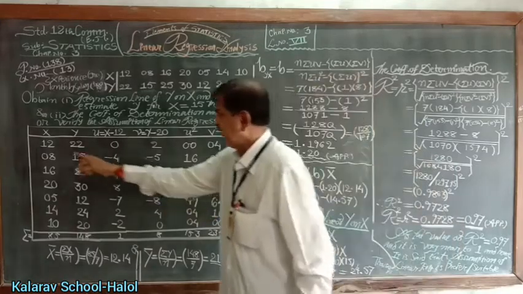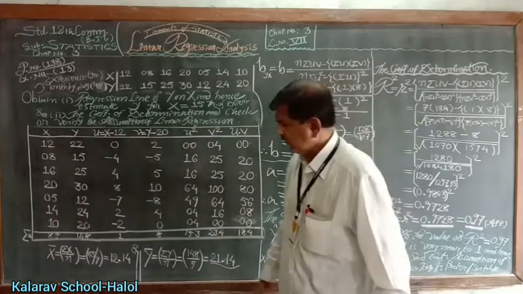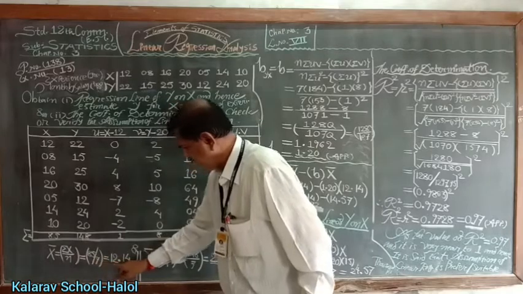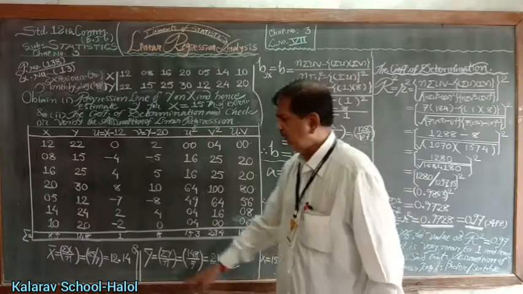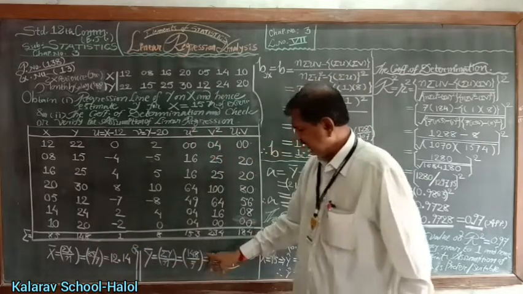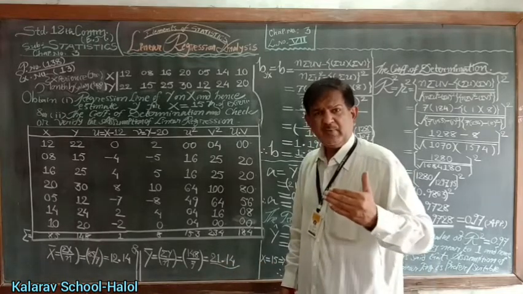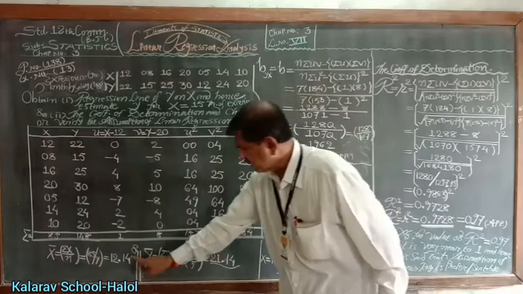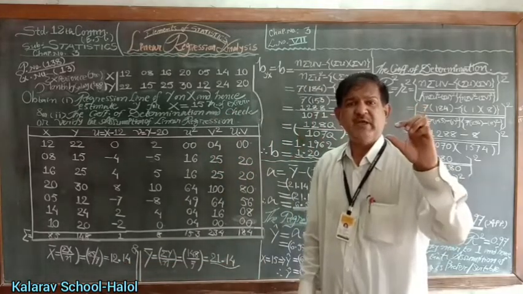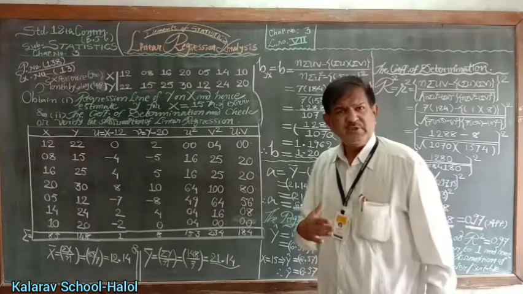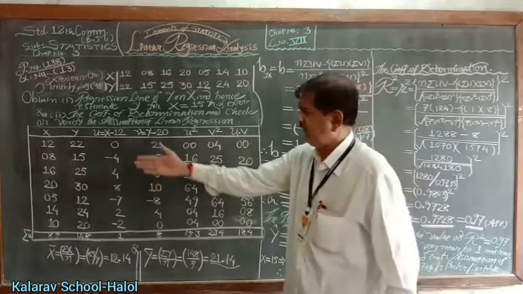For the given data x, y, first of all compute x bar and y bar. x bar is summation of x upon n, which is 12.14. For y, the total of y is 148 upon 7, and the answer is 21.14. Therefore, the values of x bar and y bar are respectively 12.14 and 21.14, which are in decimal fractions.